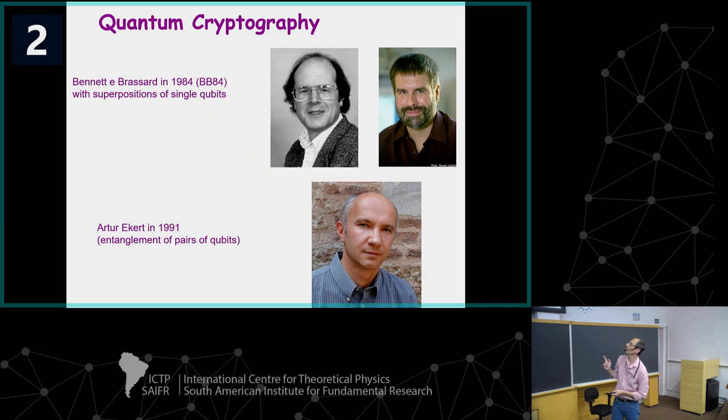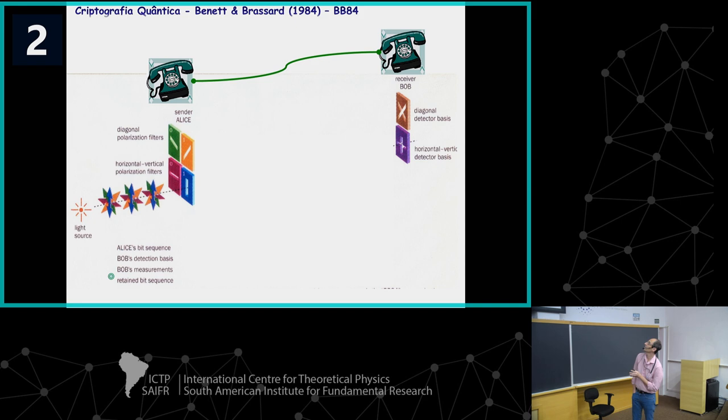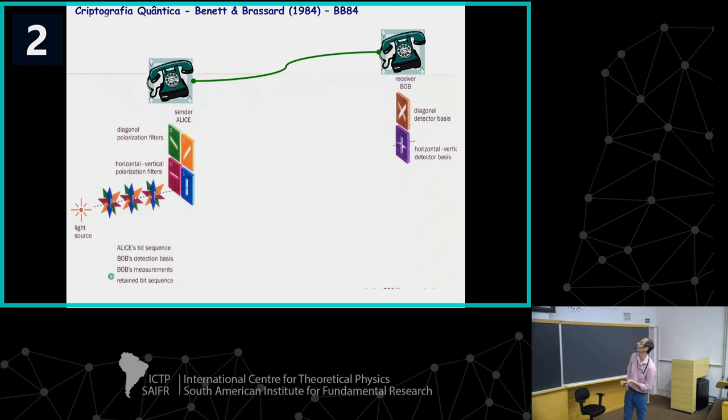So we have two protocols: BB84, proposed by Bennett and Brassard, using superposition of single qubits, or the Artur Ekert protocol using entanglement of pairs of qubits. I'll begin with this one, okay? What's the idea? Eventually, there will be some transparencies that will come out in Portuguese. I may have missed the translation of some of them, but the key is quite simple.